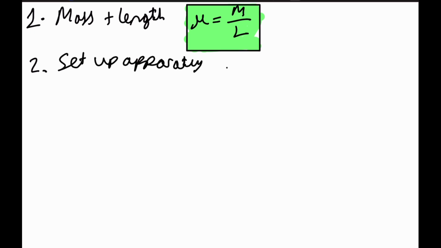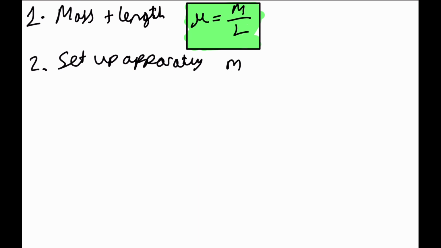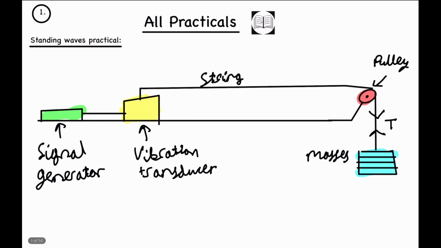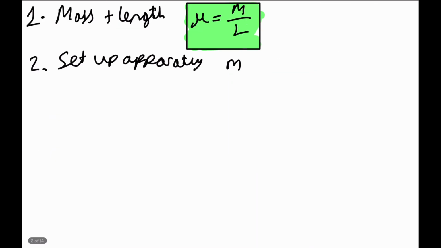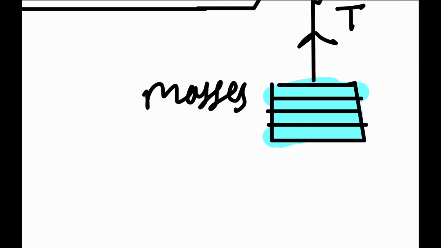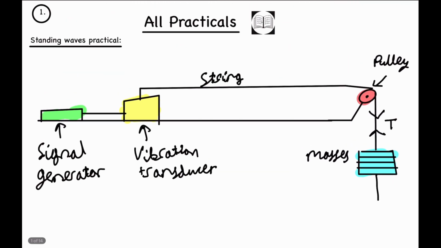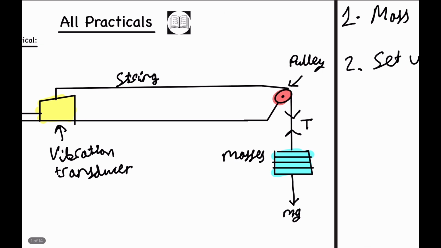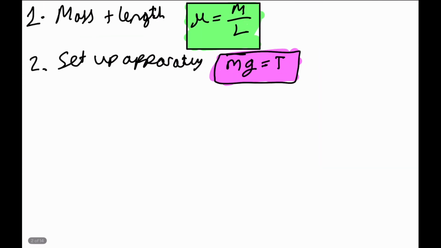the masses. So the masses of the blocks from before, so these masses over here, multiplied by the gravitational field strength is equal to the tension. Because if we look at the diagram from before, we would have mg going down like this as the weight of the mass, and we would have an equal and opposite force of tension going up. So we can equate mg is equal to T.